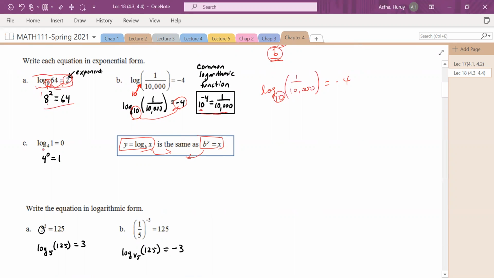And log 1 to the base 4 equals 0. Well, why is this 0? Let's write this one in exponential form. If you write this one in exponential form, then this will be the base and this will be the exponent. So we have 4 to the power of 0 equals this number, which is 1. Any number x to the power of 0 is always 1. Therefore, 4 to the power of 0 equals 1, and that's what we have right here.